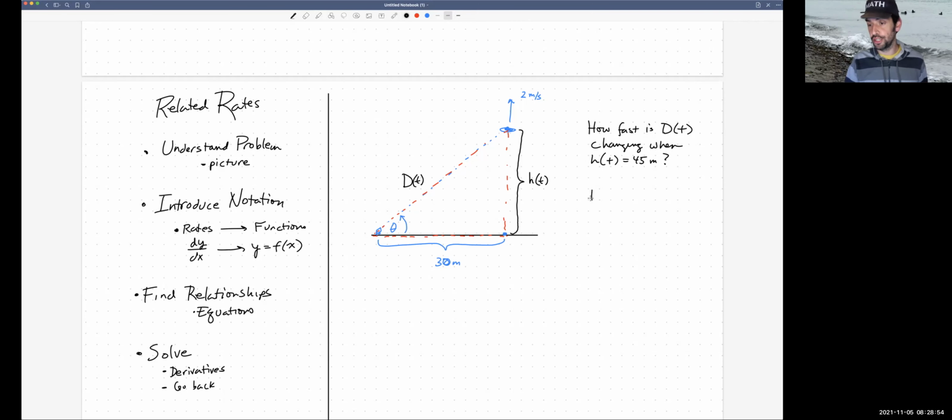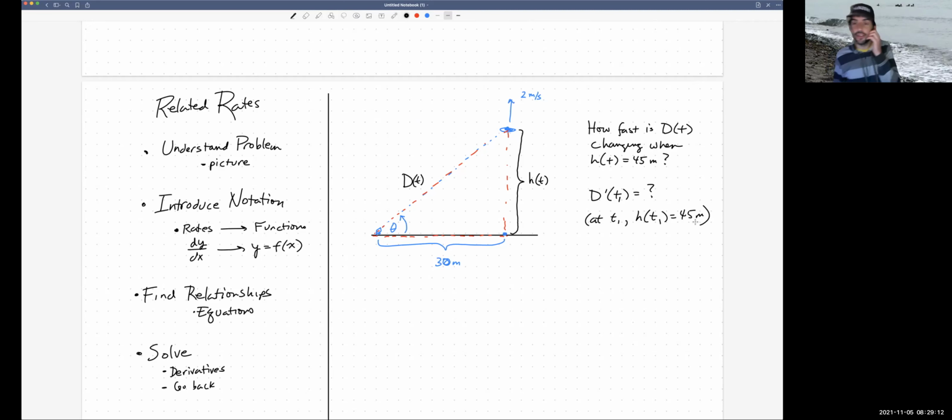So in other words, we're looking for d prime of t. This isn't entirely accurate. It's at, maybe I'll call it t1. This is the moment in time where the height is 45 meters. Okay, so d of t or d prime of t implies the derivative as a function, but we're looking for it at one particular point, the derivative at a point. So we've got notation introduced.